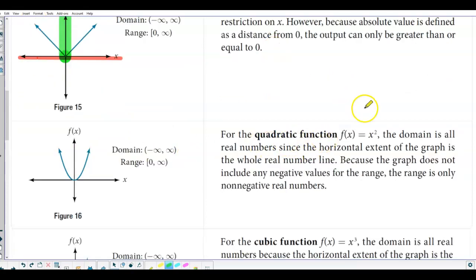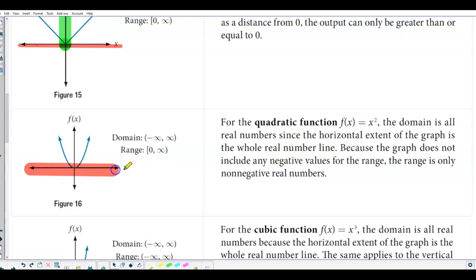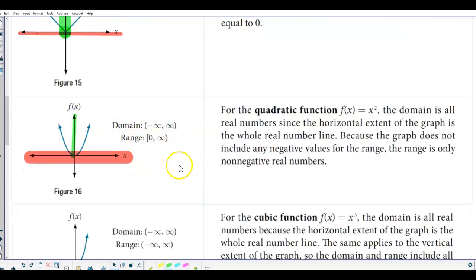Now for the quadratic function, we can see that f of x is going to equal x squared. So the domain is all real numbers, since the horizontal extent of the graph is the whole real number line. So again, we're going to go from negative infinity to positive infinity here. And so that's going to give us our domain. And then if we take a look at the range, again, it's similar to the absolute value function. We're starting at 0, and then we're going all the way up to positive infinity. So again, the domain is all real numbers, and the range starts at bracket 0 going to infinity.